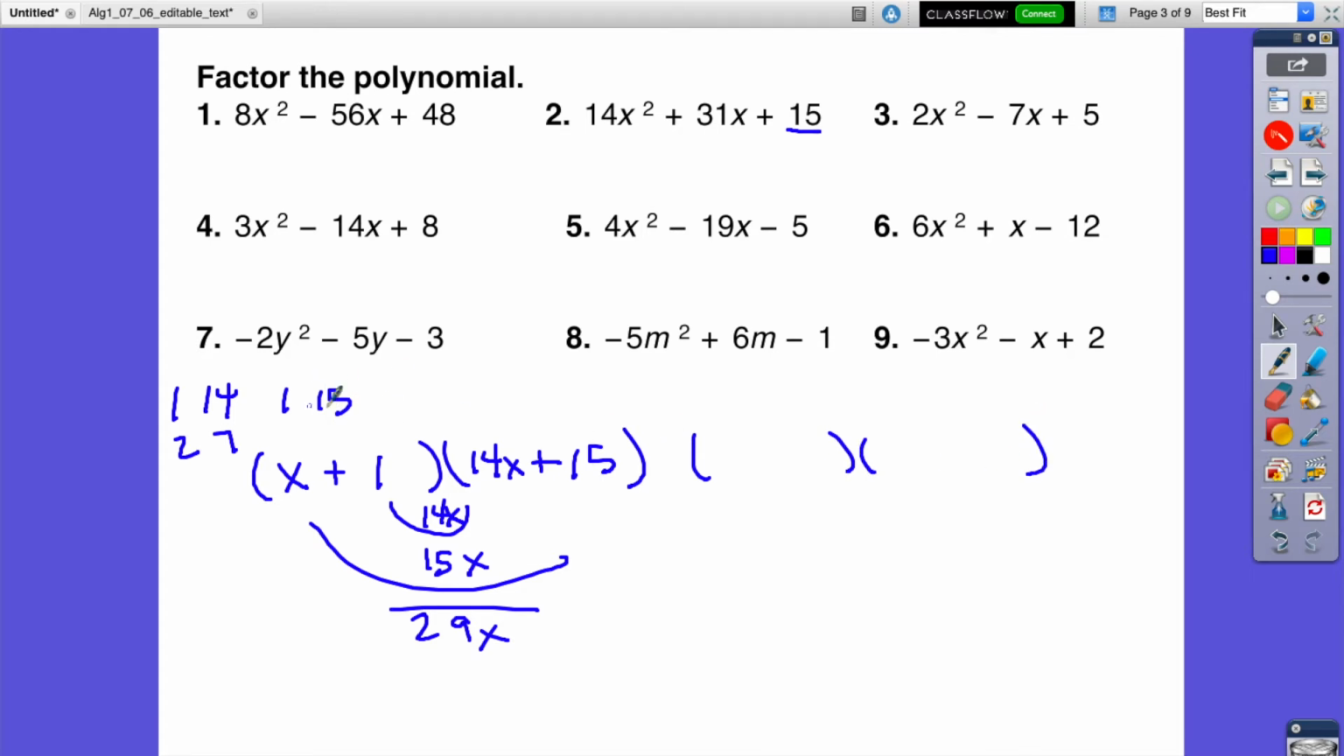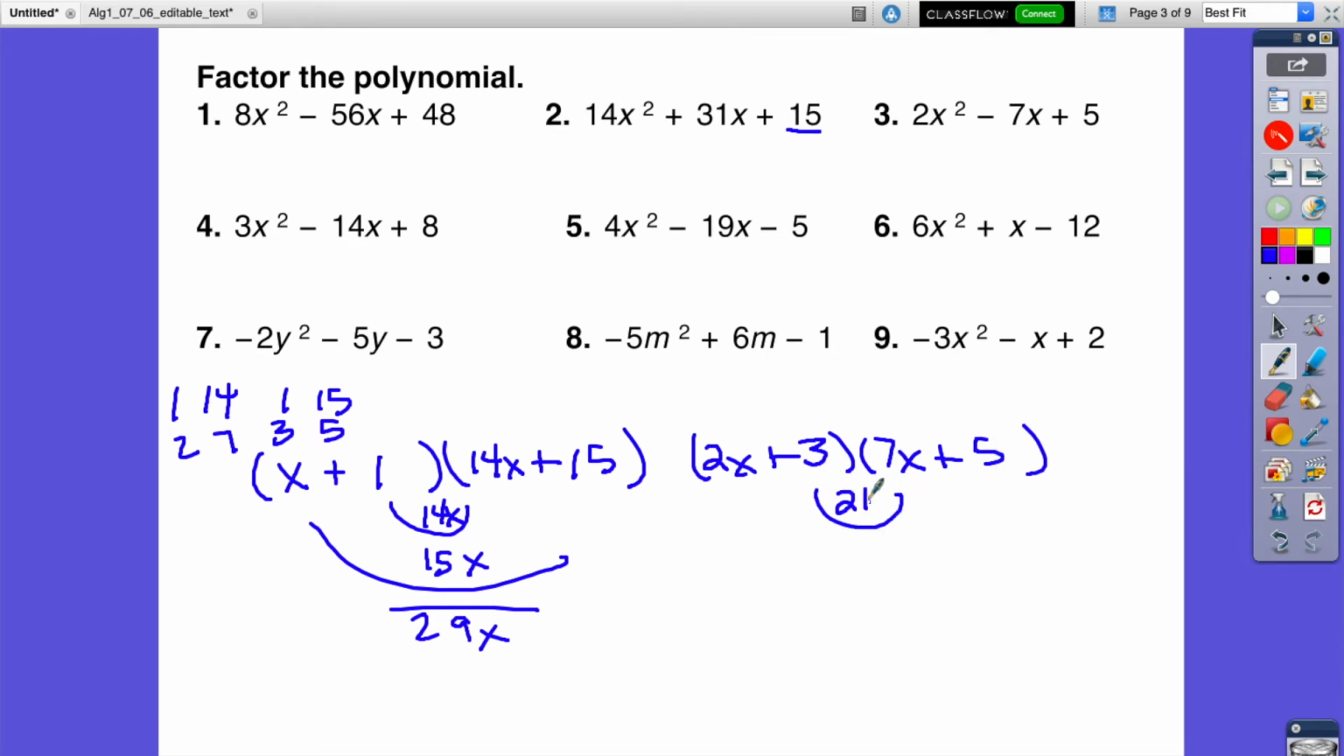Oh, for 15, it could also be 3 and 5. Sorry, missed that one. Okay, let's do 2 and 7. So I'm going to put 2x here and 7x here. Add them together because it's plus plus. And we'll still use, let's try 3 and 5 this time. 3 and 5 here. Okay, let's check our smile.